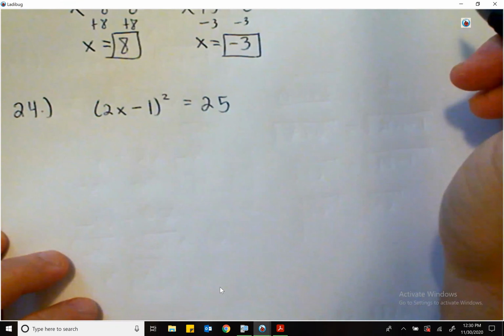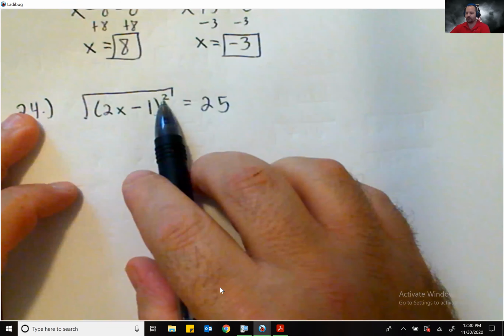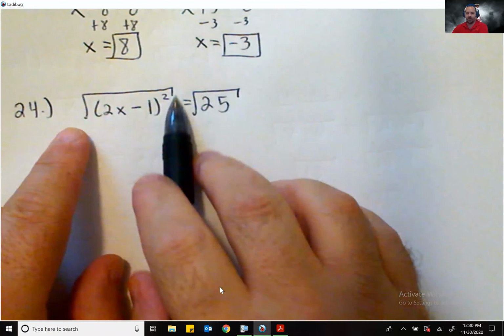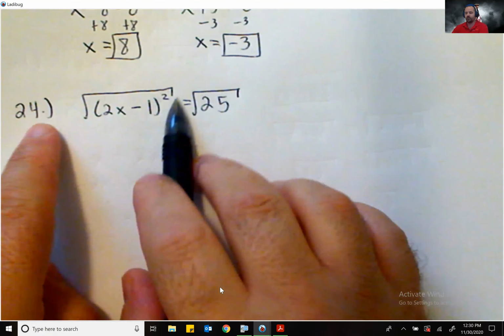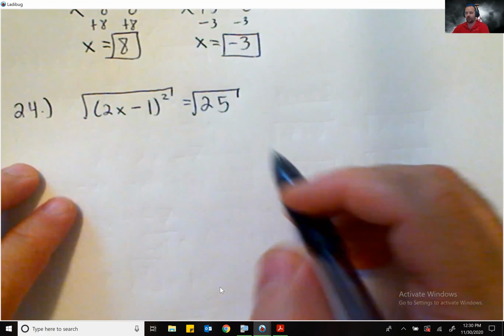Square root both sides. You got it. Because how do I get rid of something squared? We square root it. And you can only square root both sides once the square part is by itself. So because this square is by itself, that's why we can square root both sides. All right. So what's going to happen between the square root and the square?